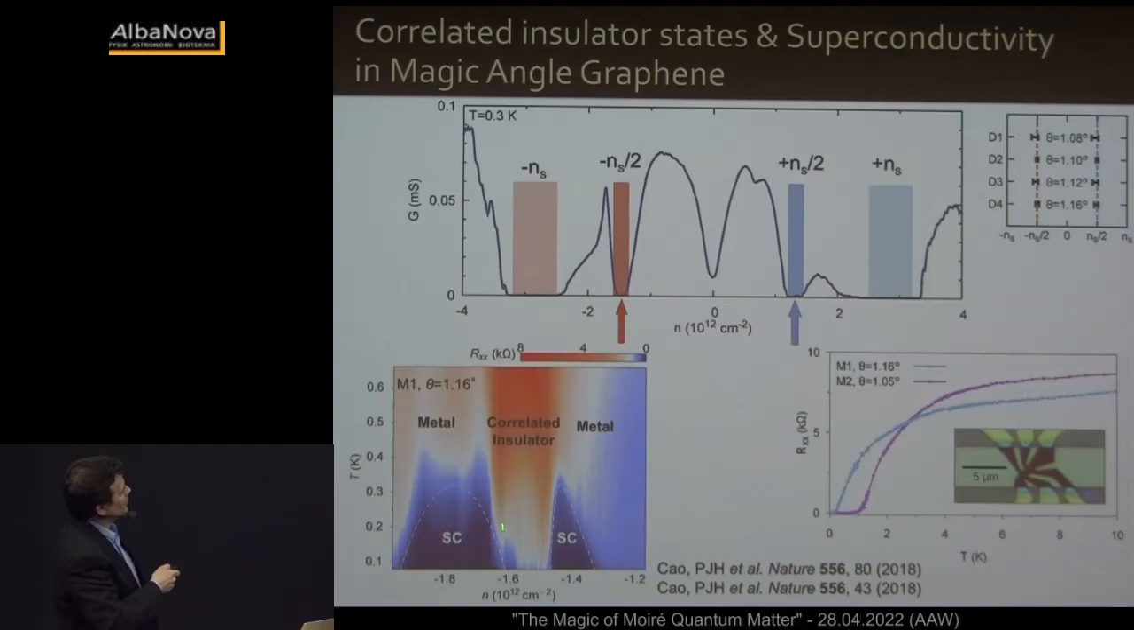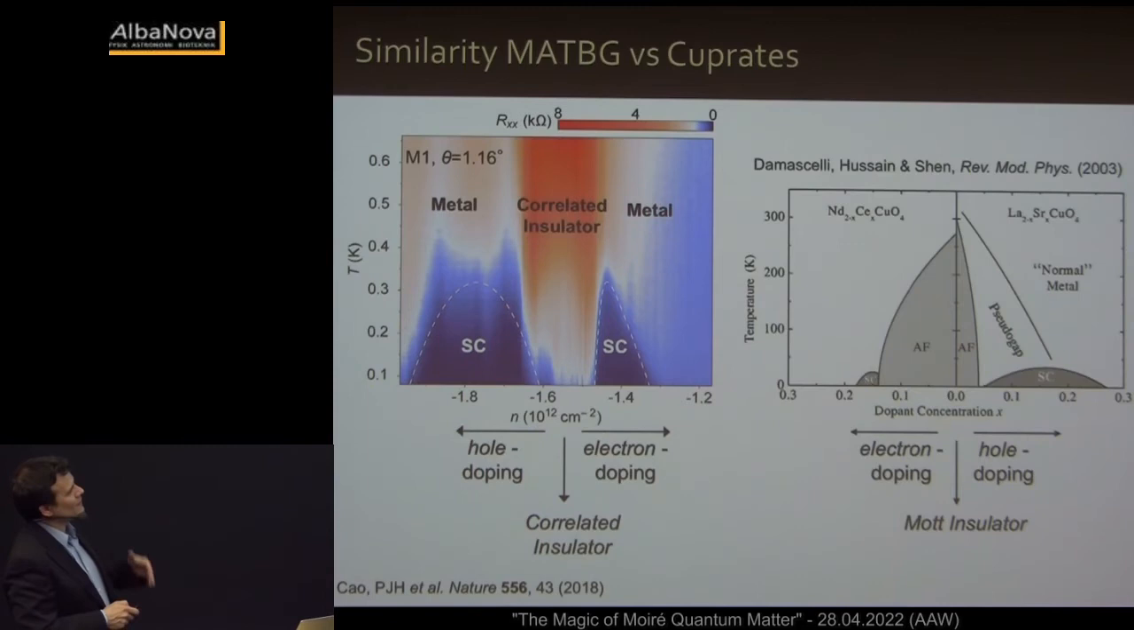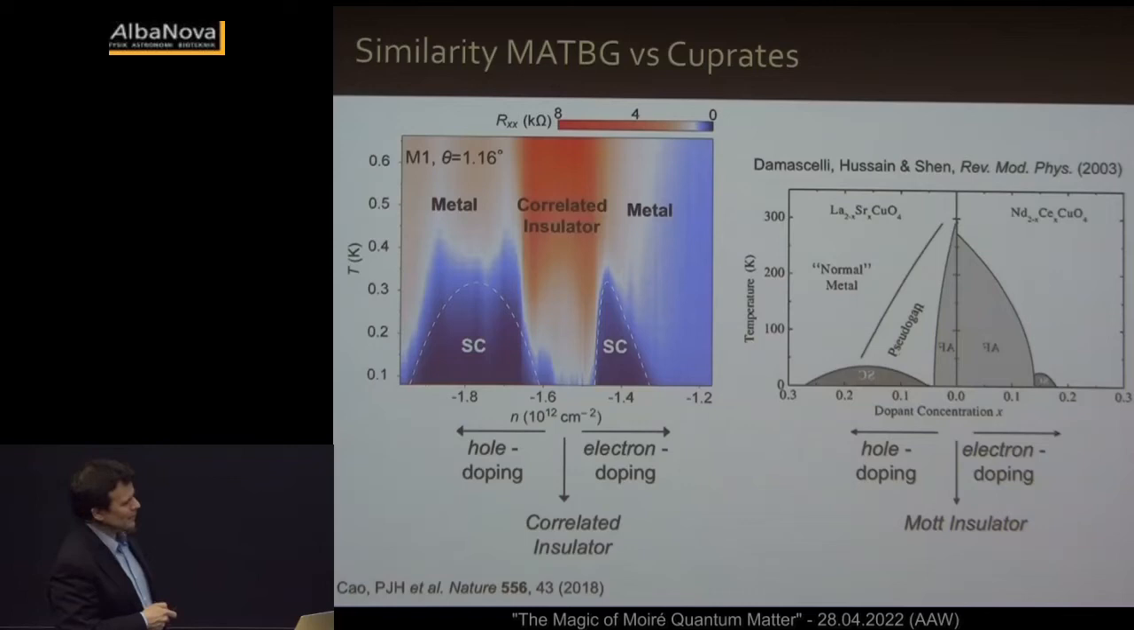Now, when my students showed me this data, it reminded me immediately of the hundreds of times that I have seen this type of phase diagram. These are the phase diagrams of high-temperature cuprate superconductors. Let me actually flip these axes so that they correspond to the axis here. Now it's correct. So in a high-temperature cuprate superconductor, zero doping means 1 electron per copper per unit cell. You have a Mott insulator, a correlated insulator. If you add extra holes, you have a big superconducting dome. If you add electrons, you have a smaller superconducting dome.